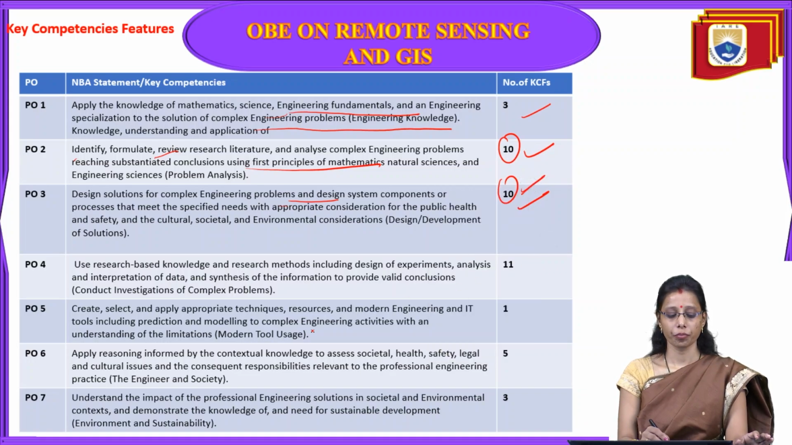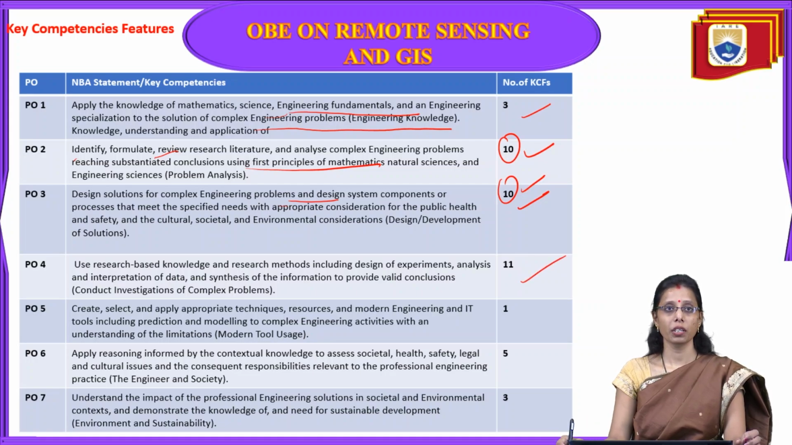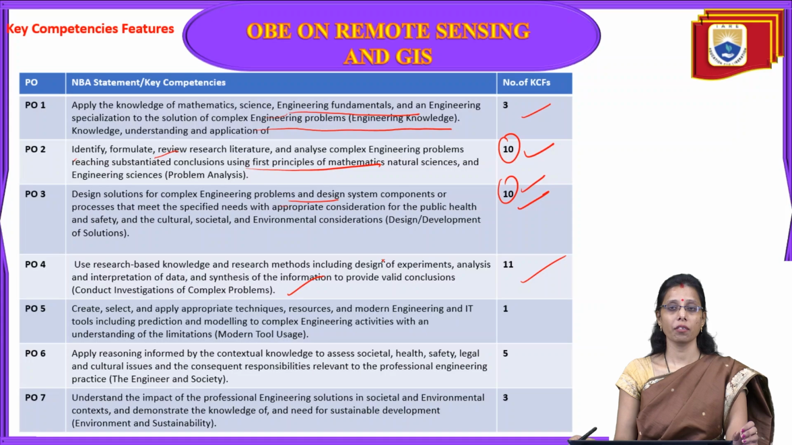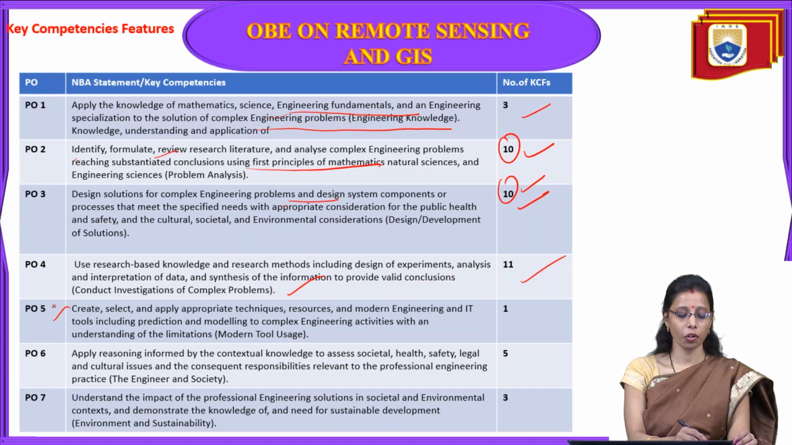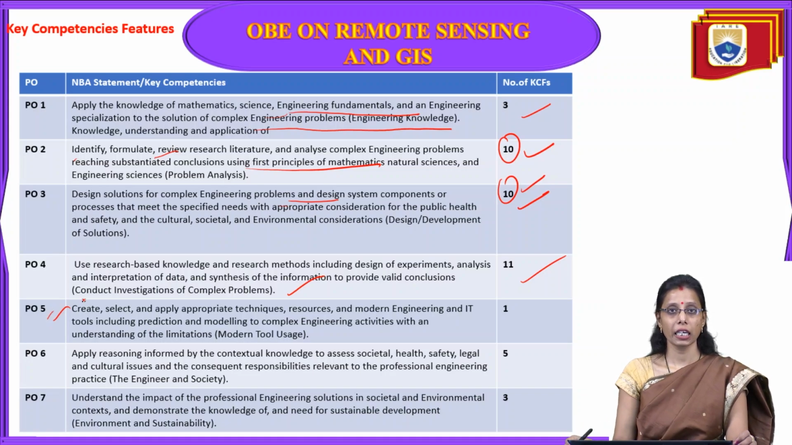Now we have PO4. So PO4 you have 11 competencies. So PO4 is what? Use research-based knowledge and research methods including design of experiments, analysis and interpretation of data, and synthesis of information to provide valid conclusions and conduct investigations of complex problems. We have these key competencies as 11. And competency of PO5: create, select and apply appropriate techniques and resources in modern engineering and IT. So here you have the key competencies as 1.